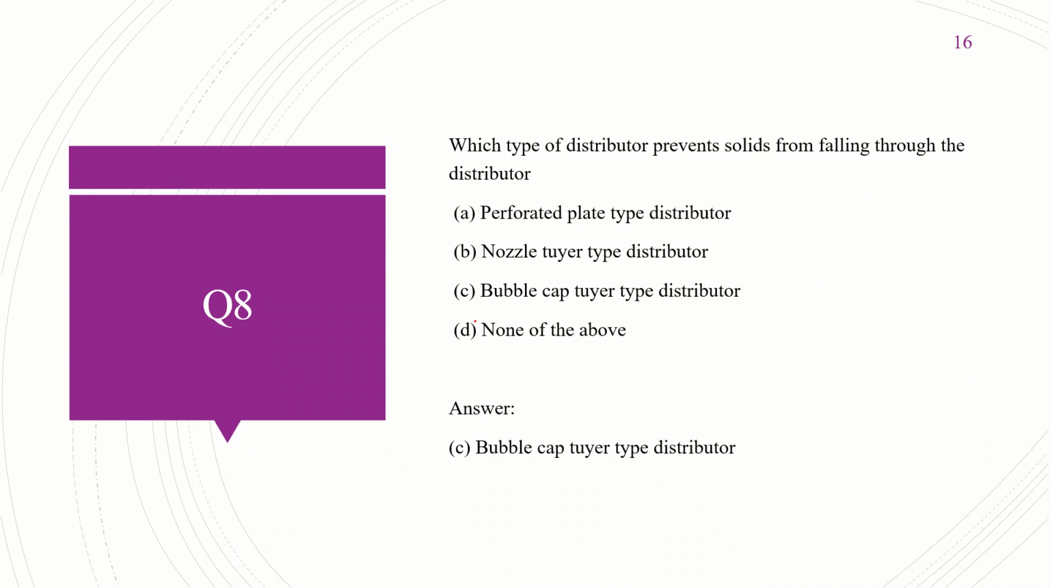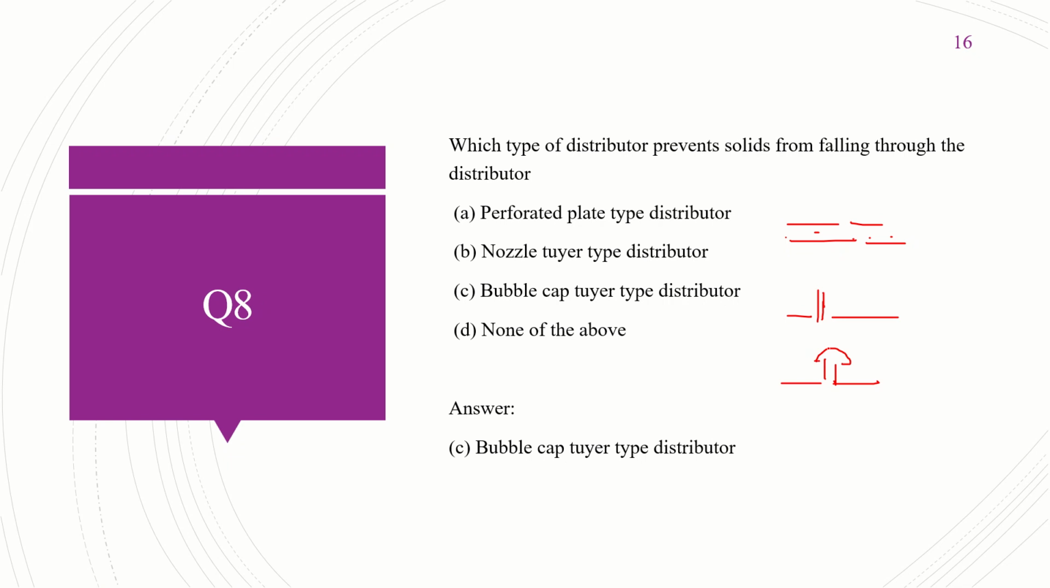In question 8, it is given: which type of distributor prevents solid from falling through the distributor? Perforated plate distributor, how it would be designed would be looking like this. I mean, think of some perforation with a screen in between or no screen, something. Nozzle type distributor, we have something like nozzles in the distributor. And bubble cap tier type distributor, we have something like this with some bubble caps.